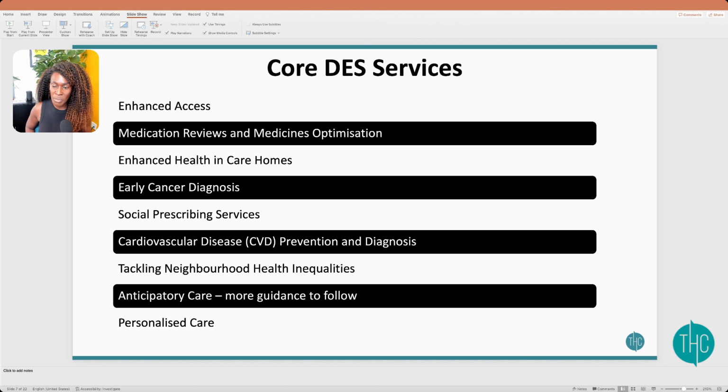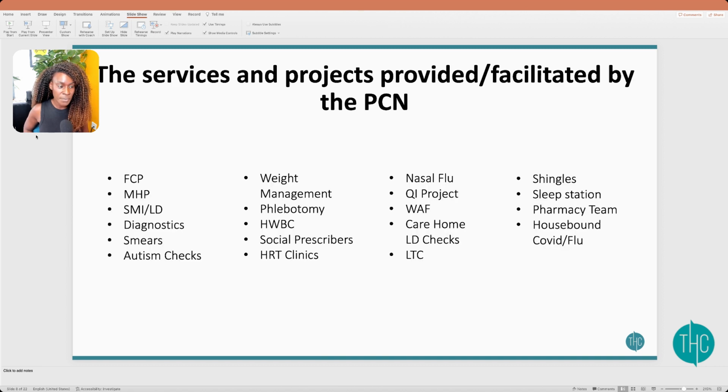Okay, next up, you might want to remind your network of the services in the DES, so you can speak to those. And then for those networks that are doing so much more than the DES, again, this is your opportunity to remind the network, this is what we're doing, guys. And this is an example of a network doing amazing, amazing things. So this is your opportunity to highlight, this is what we're actually delivering.